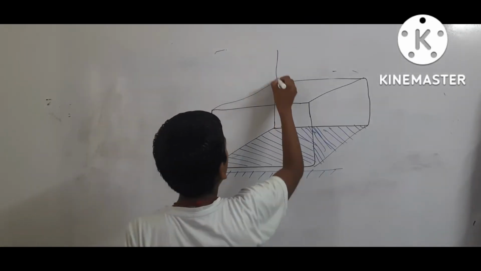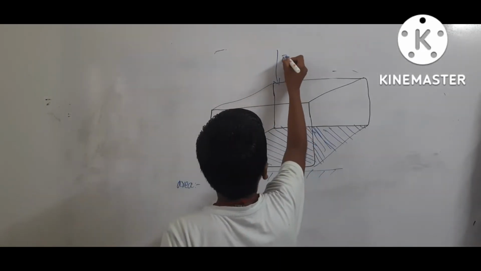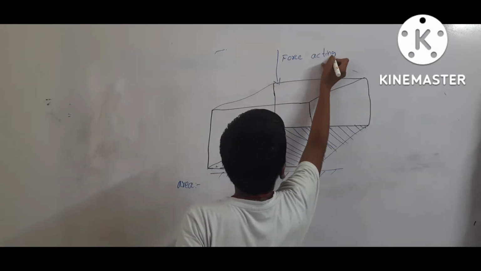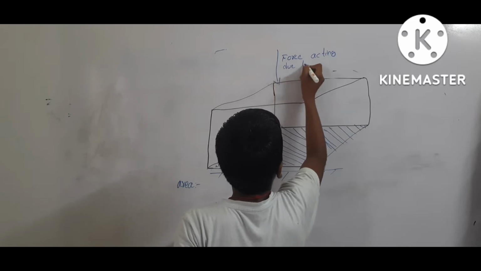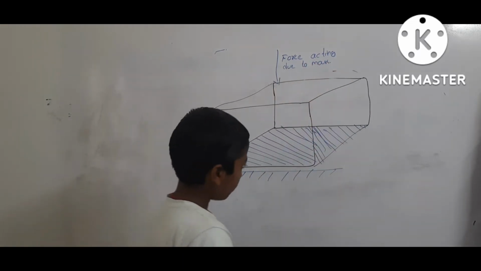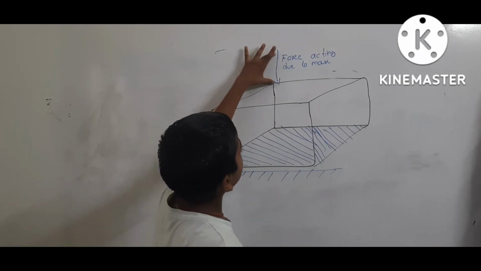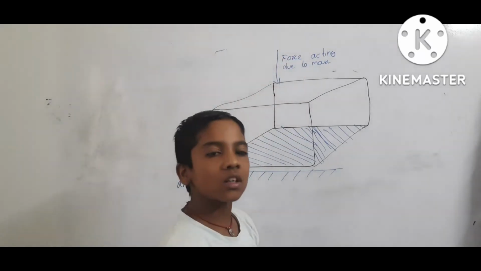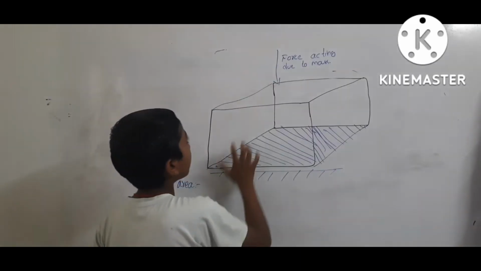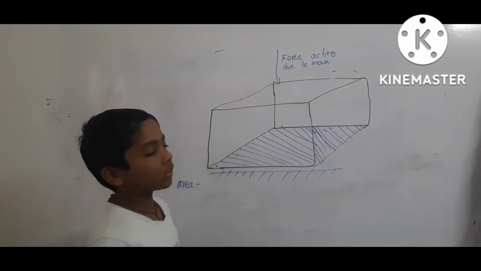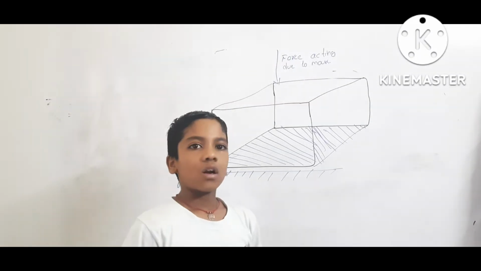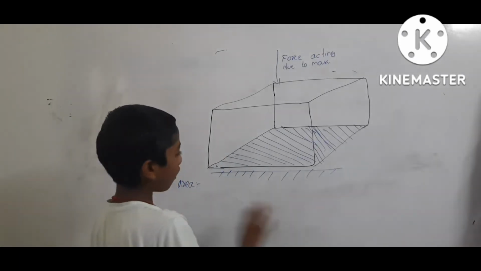And what is meant by thrust? The force acting due to mass. Okay friends, thrust depends upon the mass of the object and the gravitational value. Area and thrust: thrust by area equals pressure. And next, we will discuss some laws of pressure.